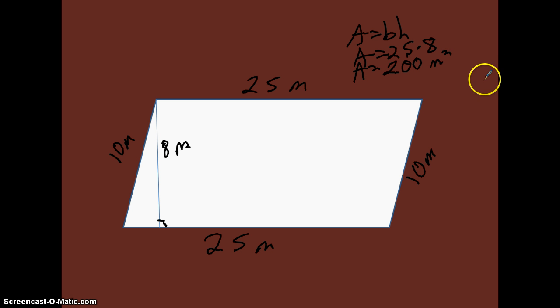Now I want to point out why we can use base times height with a parallelogram that looks like this. It does not really look a whole lot like a rectangle other than the fact that you have this line parallel to this one. But this little wedge here that we carved out when we created this line to show height, if we could cut this out and bring it over here, it would form a perfect rectangle. So that's why the formula base times height will work. Okay, let's go ahead and do one more.